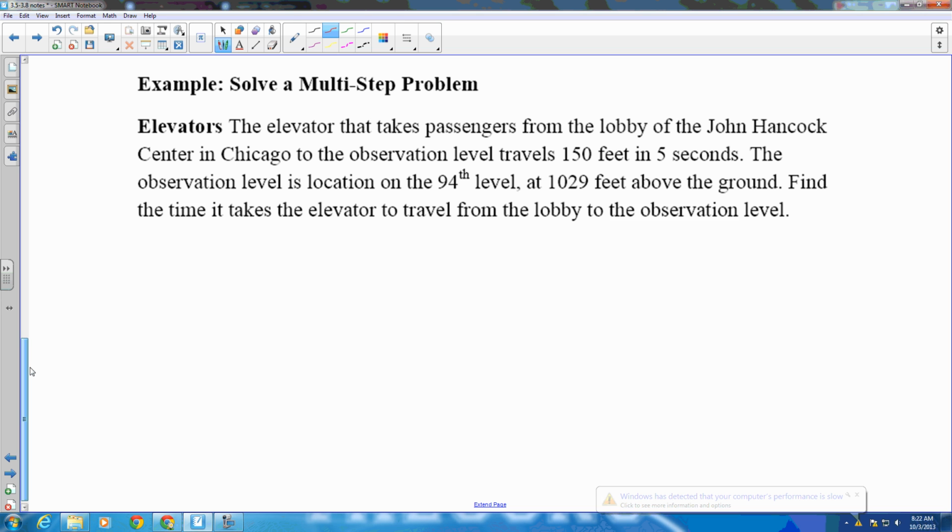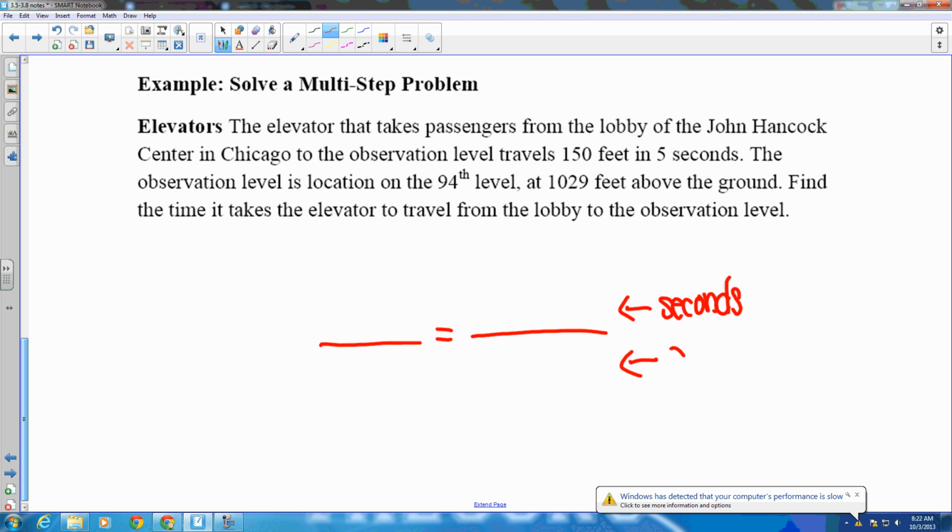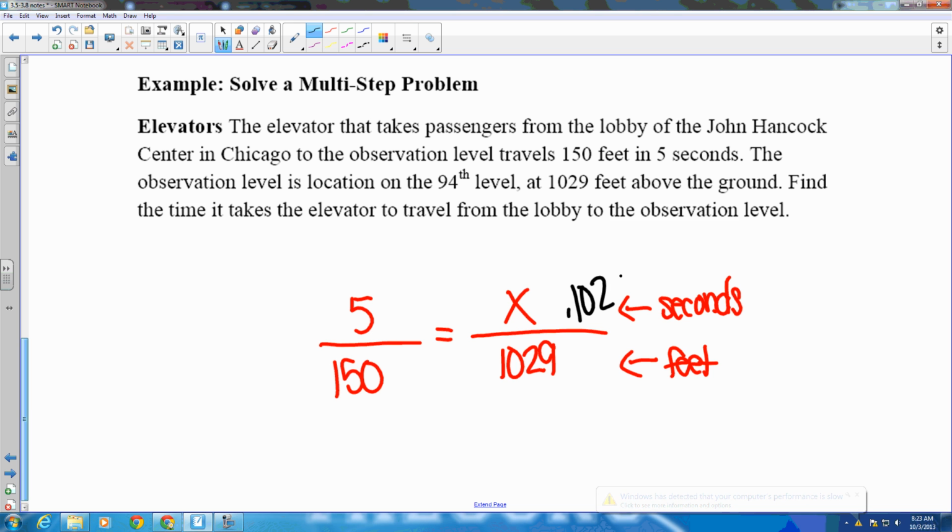So again, we have to have our two ratios. On top is going to be what we're trying to solve for, which is seconds. So we have to make sure we have time on top, which is in seconds, and feet on the bottom, or distance. So the one pair that we know is that it takes 5 seconds to travel 150 feet. And then we're trying to solve for how long it takes to get to 1,029 feet. We're just going to set that one up the one time. We're going to multiply both sides by 1,029.